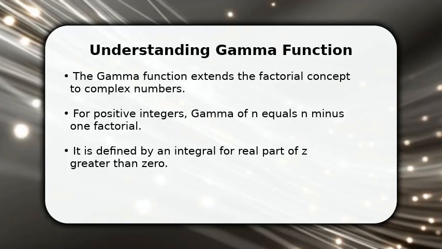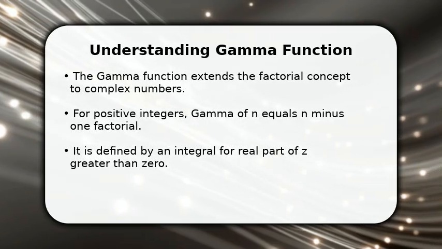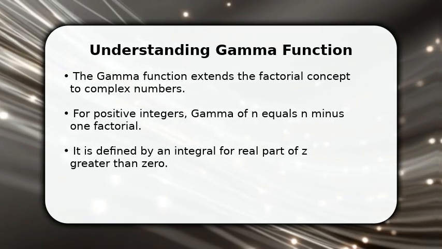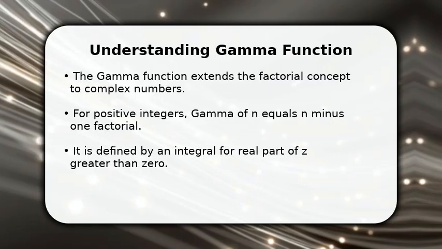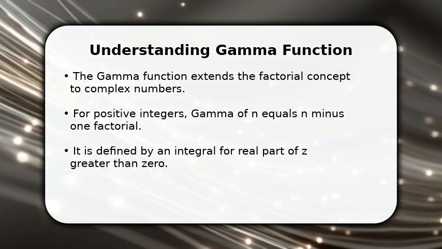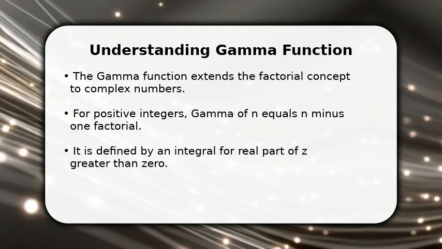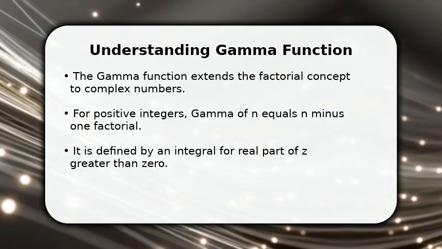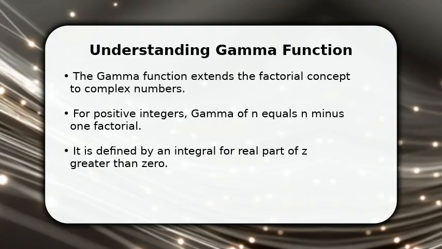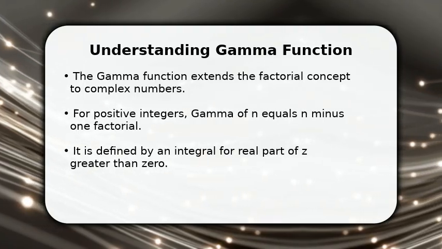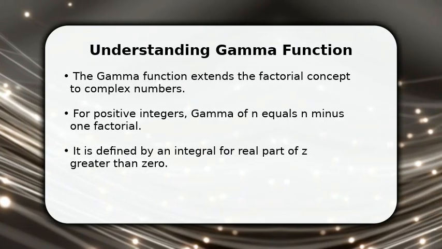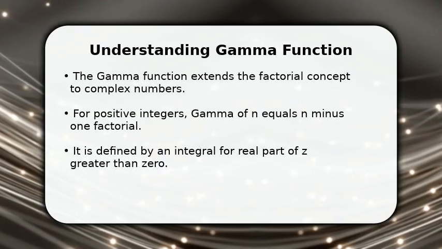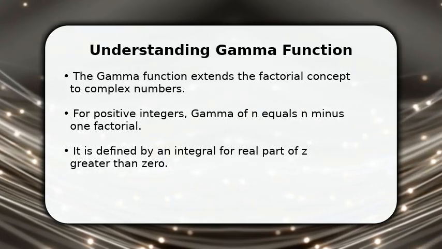In this video, I will explain how to find the gamma of 5 halves. The gamma function is a fascinating mathematical concept that extends the familiar factorial operation from positive integers to complex numbers. For any positive integer n, gamma of n is simply n minus 1 factorial. We will use its properties to calculate a specific fractional value.